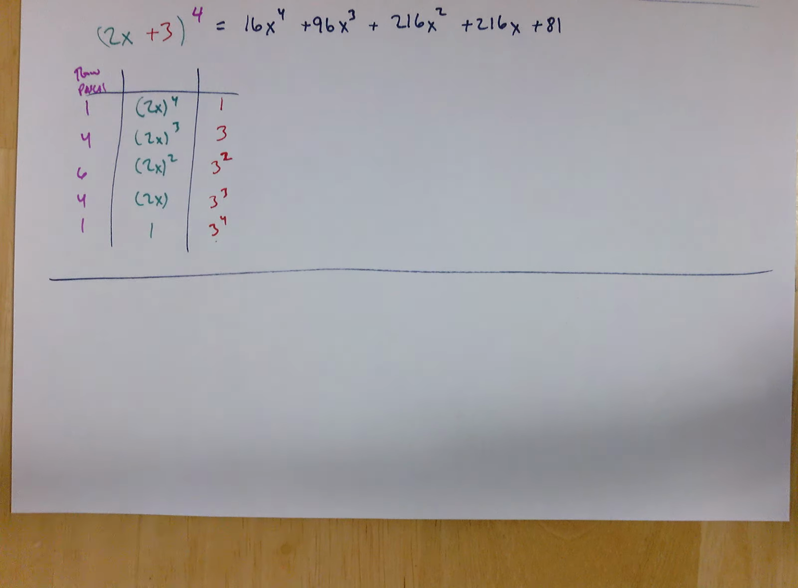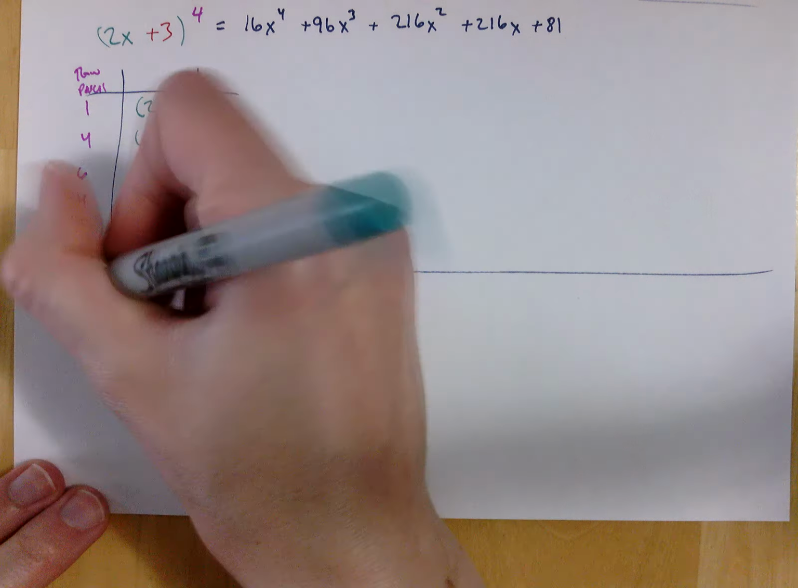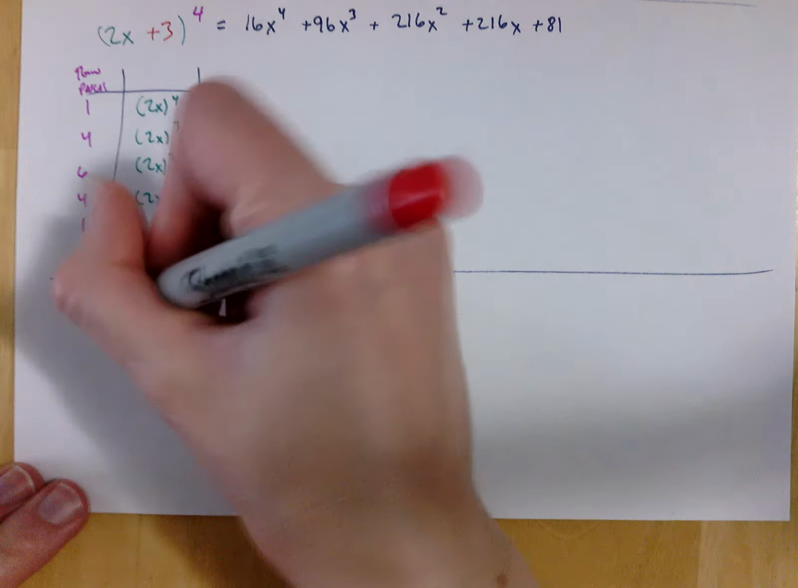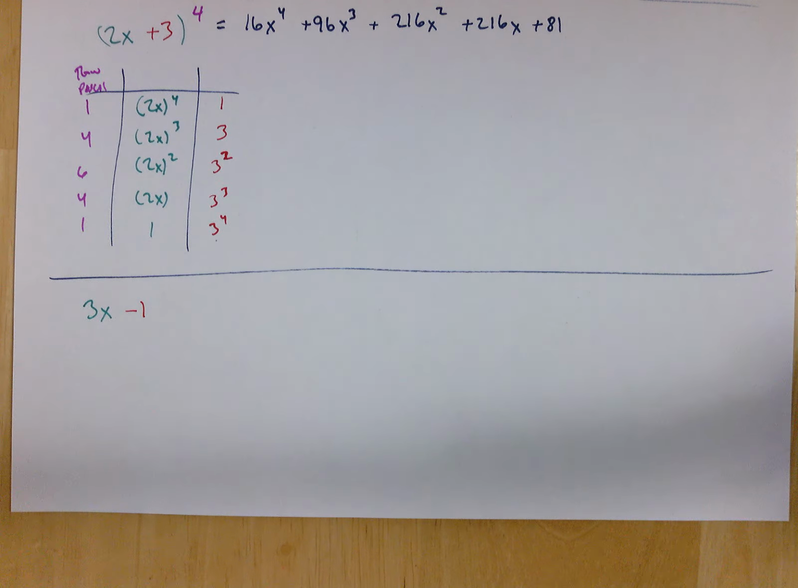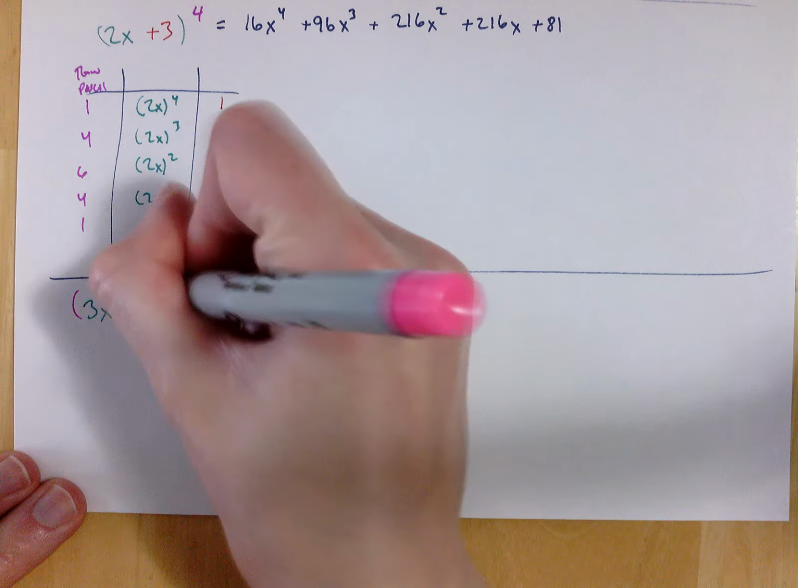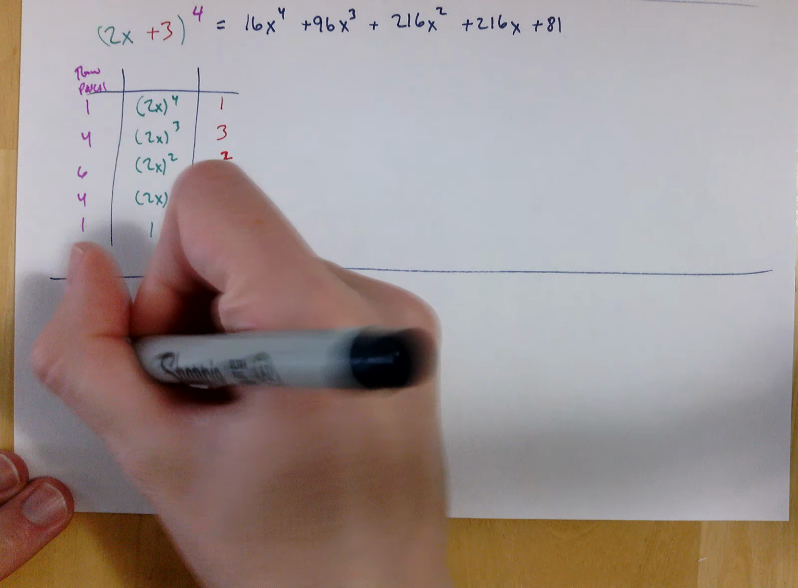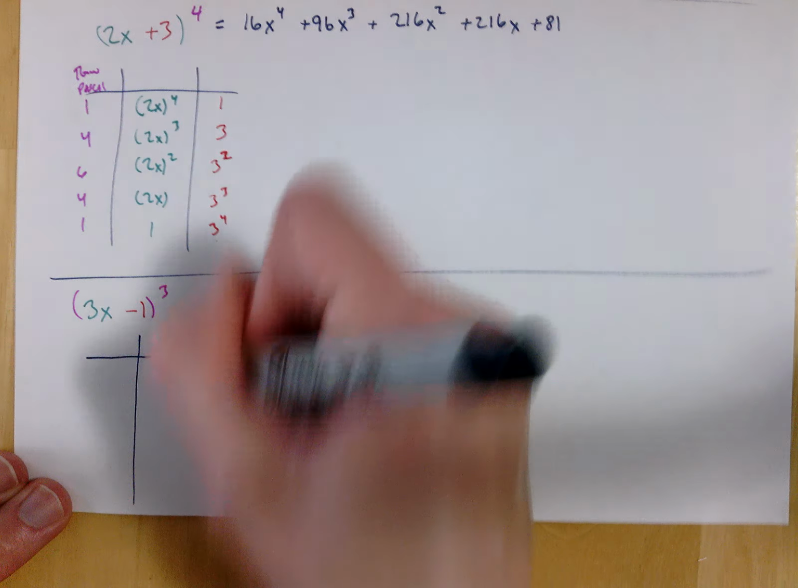All right, so let's do one more of these. This time I just want to tackle one that's going to have a negative in it. So we're going to do 3x minus 1, and we will raise that to the 3rd power. So 3x minus 1 raised to the 3rd power. It's just a touch different because of the minus.